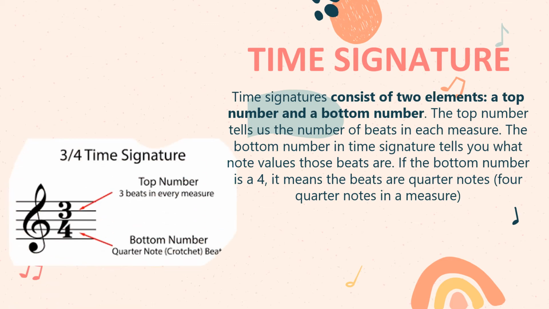So, this is an example of a time signature. We have here 3/4 time signature. Again, in 3/4, the top number is 3, so 3 beats in every measure. The bottom number is 4, which tells us that the note values of each beat are the quarter notes or the crotchet beat. Okay, later, don't worry, we'll discuss the note value names of the beats.